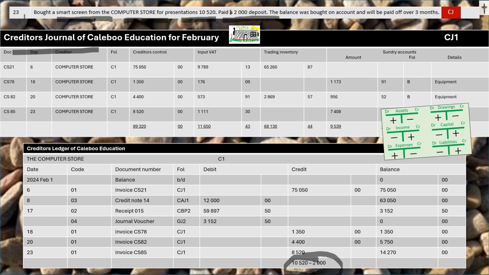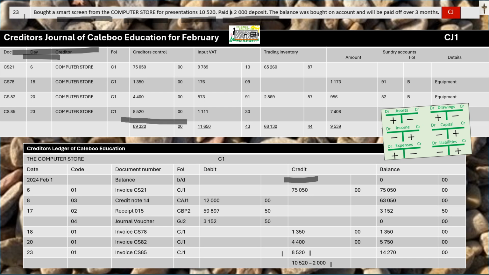Remember, all transactions include VAT unless otherwise stated. So 10,520 minus the deposit of 2,000. So what was the value that we purchased on credit? 8,520. So what gets recorded in the creditor's journal? 8,520.